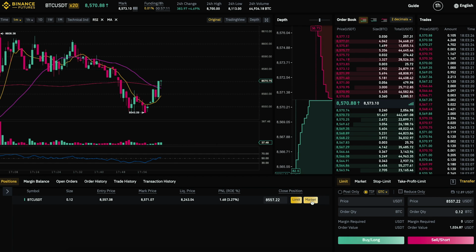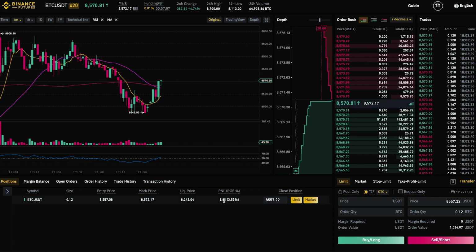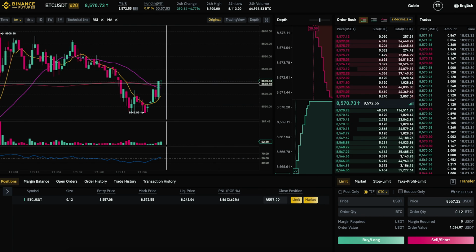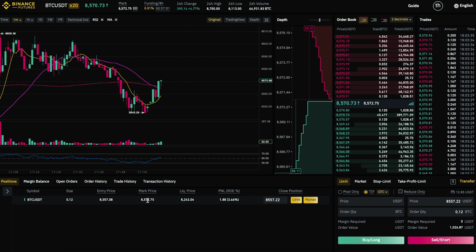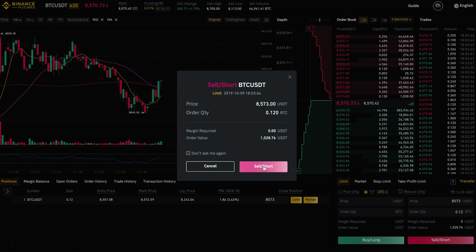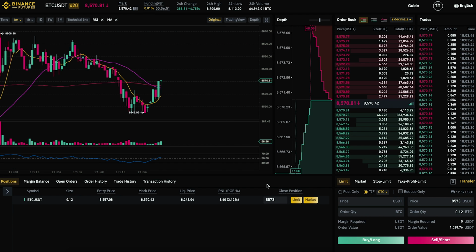If you look at your P&L, that's the profit and loss. And your ROE is your return on entry. And you can see your entry price. You can see the mark price right now. That's the spot price. And then you can see, if you want, you can set your limit at a specific amount. So when it gets to 8,573 again, I want to set it to sell, and I can click limit. And it'll sell it as soon as it gets to 8,573.